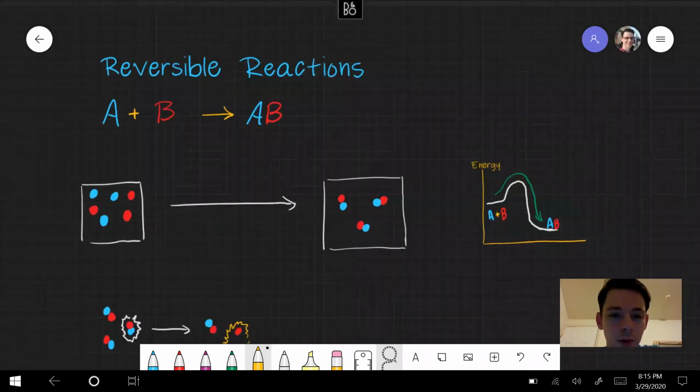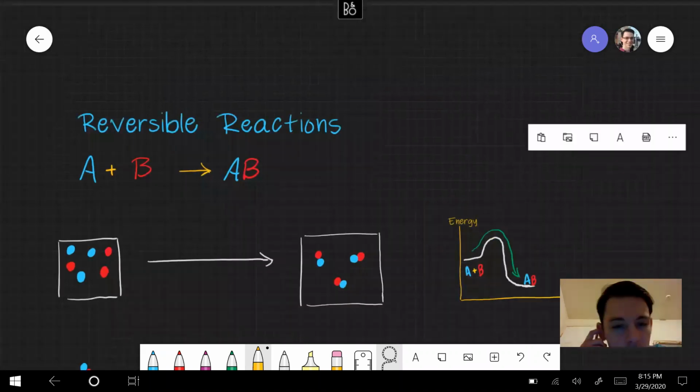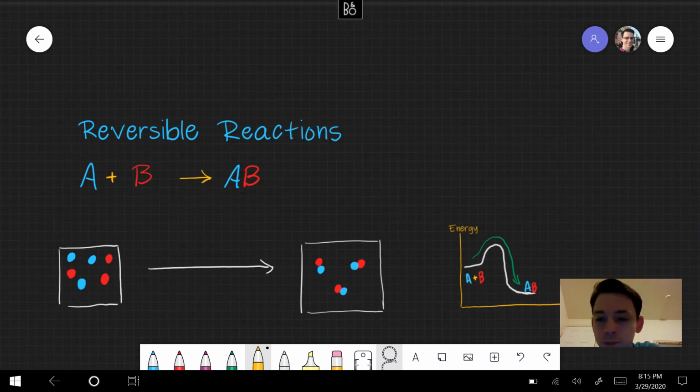All right. So we've got reversible reactions. Up until now, when we've been talking about reactions, we've been talking about them as if they proceed in only one direction. The reactants become products. Here we've got this example of A and B reacting to form AB. I drew a particle diagram with A being the blue dots and B being the red ones. And these just come together, moving in the forward direction.